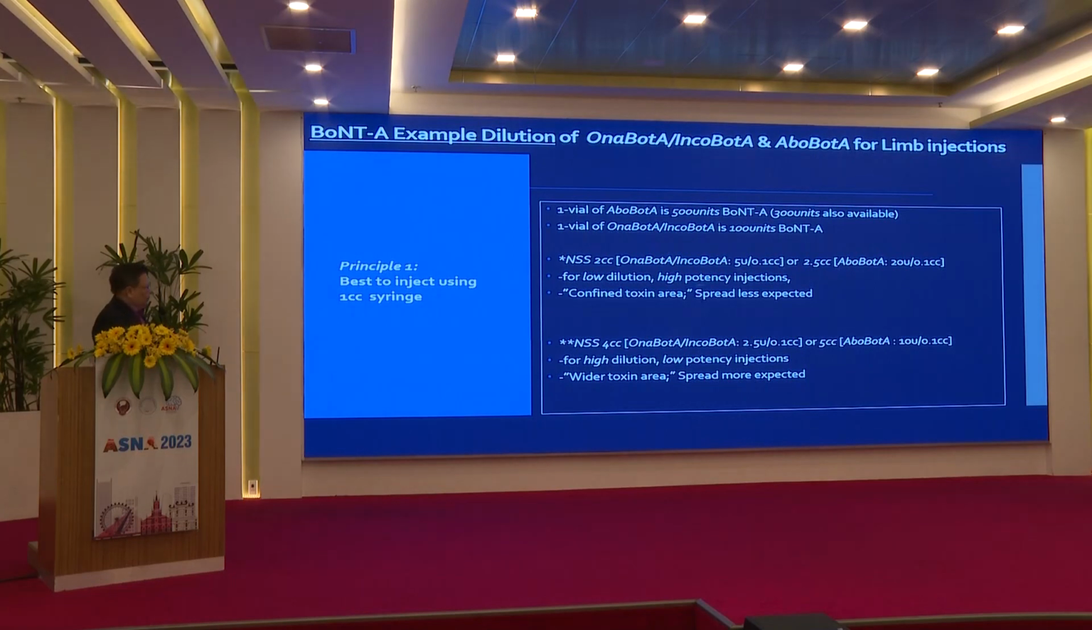If you dilute low, you have a high potency, and you try to confine the toxin within the area of injection, so therefore less spread is expected. And if you double the dose, then you will have wider toxin area and spread is more expected, especially in larger muscles. So the best principle to follow that I always tell my students and my residents is always use the 1 ml syringe. And low dilutions are preferred for small muscles, and high dilutions are preferred for big muscles like the hamstrings and the biceps.